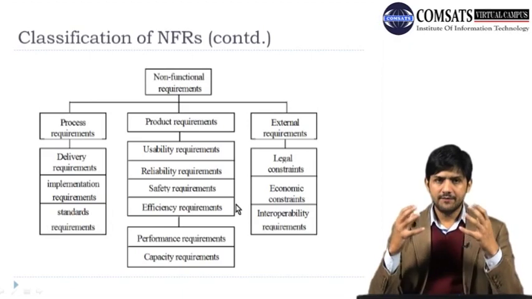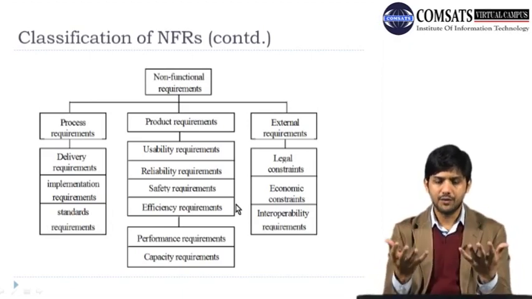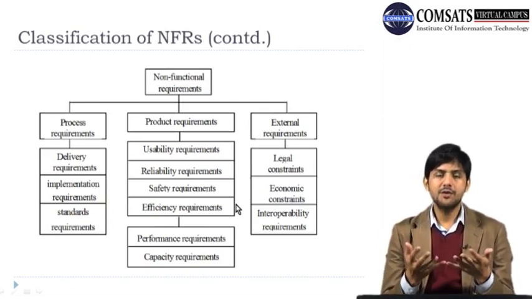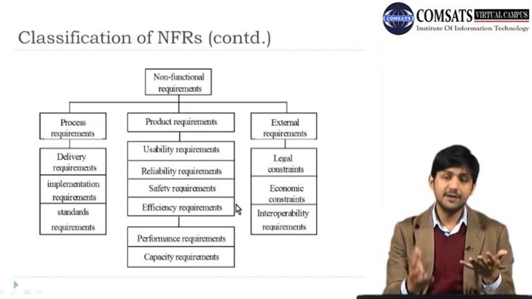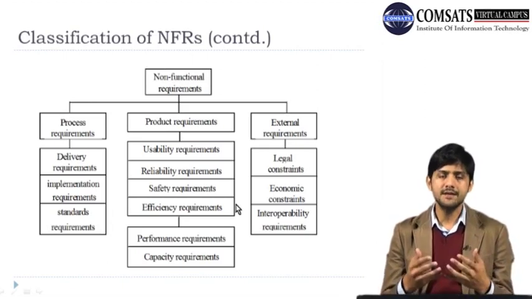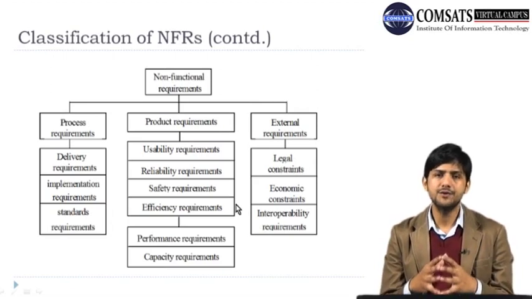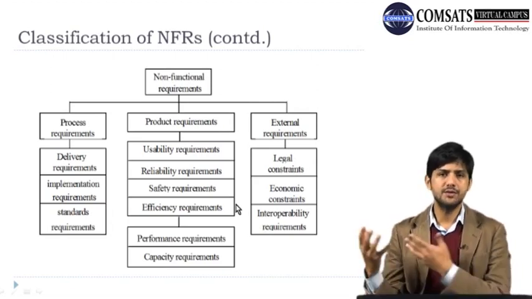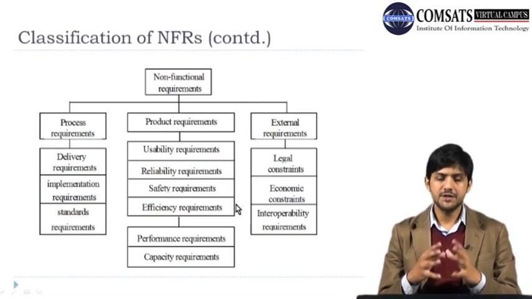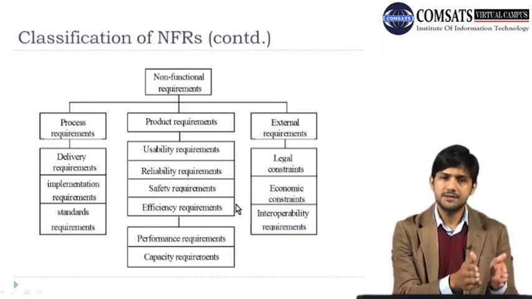So process requirements concern the process of making the product or making the system. That is, the process of delivering the product to the client, the process of implementing the system, and then any standards. For example, there is a certain ISO standard that the client wants you to follow, or your organization is CMMI level 3, so you have certain standards that you need to follow. So any requirements which constrain your way of doing something are related to the process requirement.